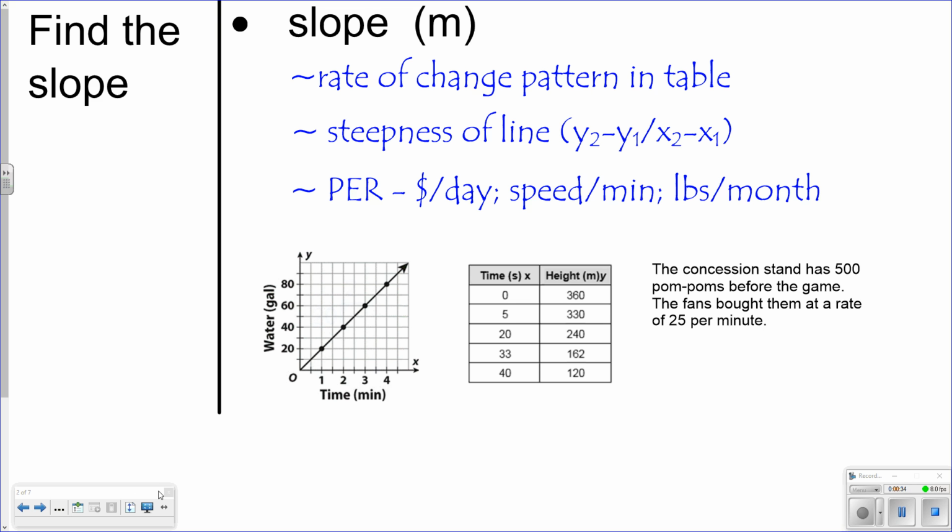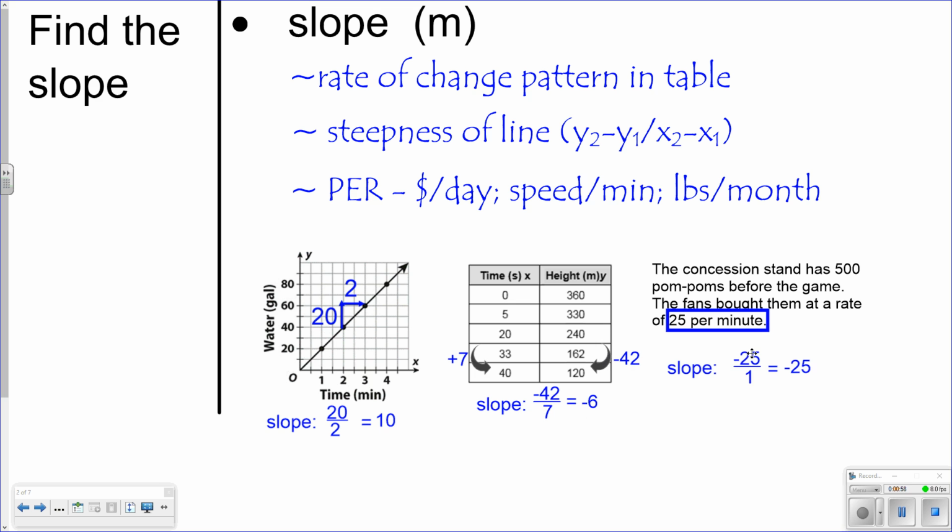So in this example of a graph, to find the slope, I go from one point to the next, so this is up 20 over 2, so the slope is 10. In the table, I'm looking for the change in y over the change in x, so this is going down 42, this is going up 7, so negative 42 divided by 7 is negative 6. If we're looking at word problems, look for that per, so they're bought at a rate of 25 per minute, so they're selling, so she's reducing how many she has.